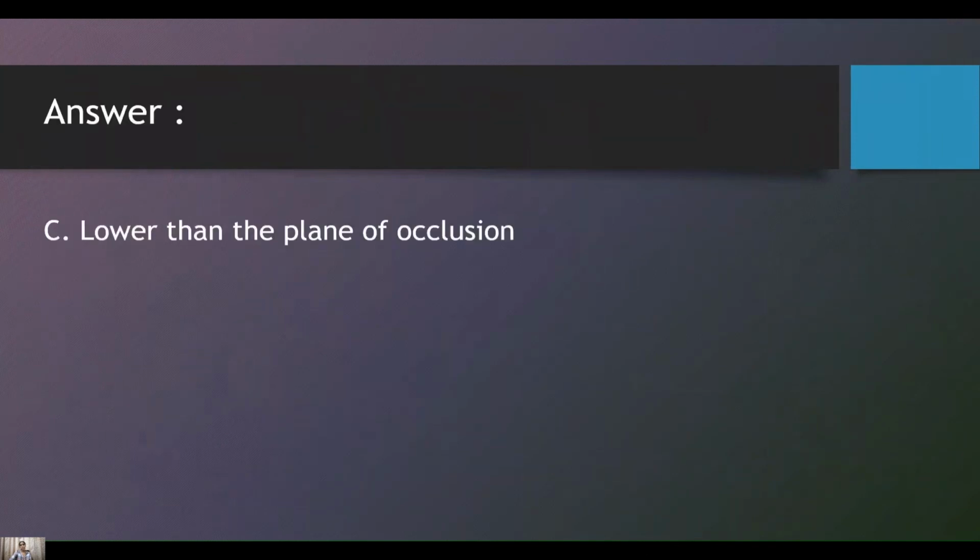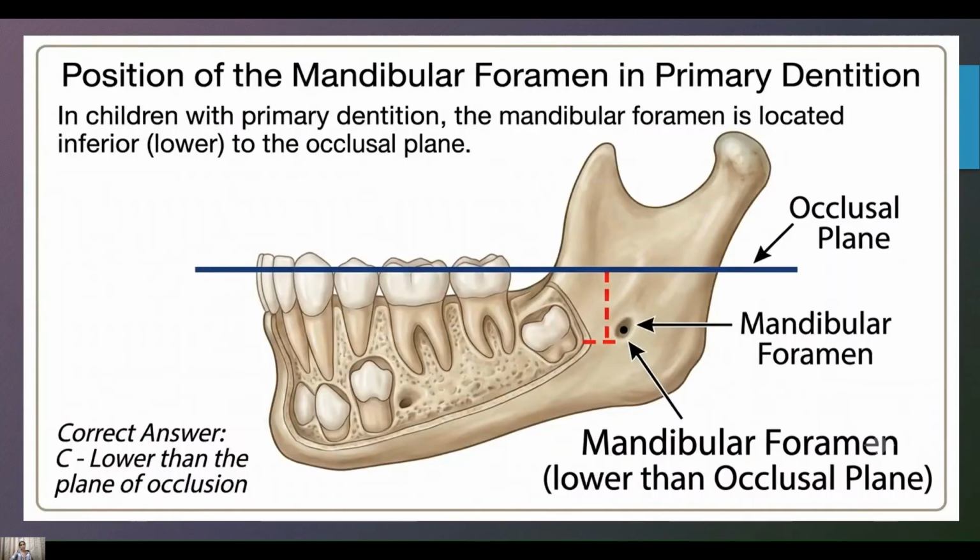So take a look at the diagram. When you are giving a dental injection to a child, developmental anatomy changes everything. In adults, the mandibular foramen sits right at or slightly above the chewing surface. But in kids, the primary teeth, that mandible is still growing and lengthening. As you can see illustrated, the mandibular foramen sits lower than the plane of occlusion.